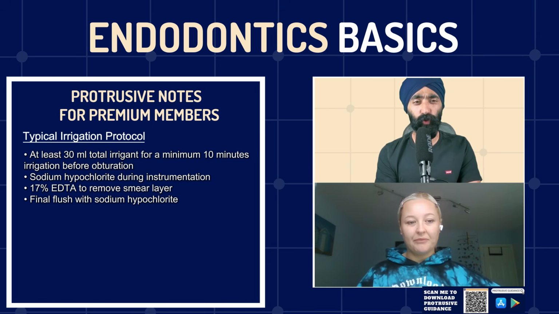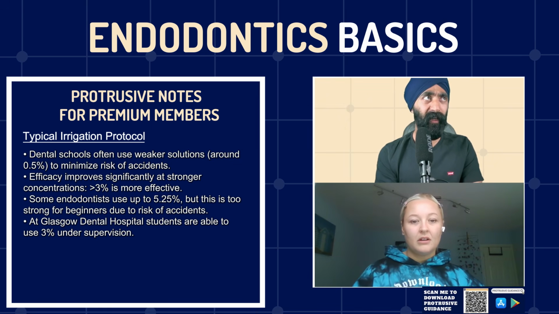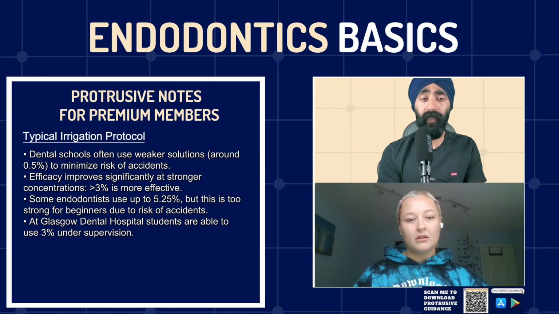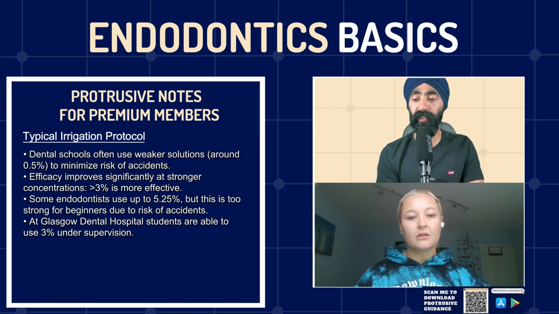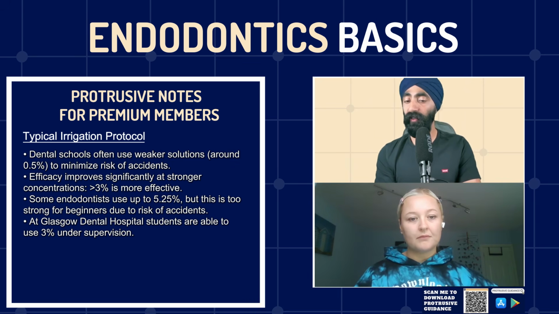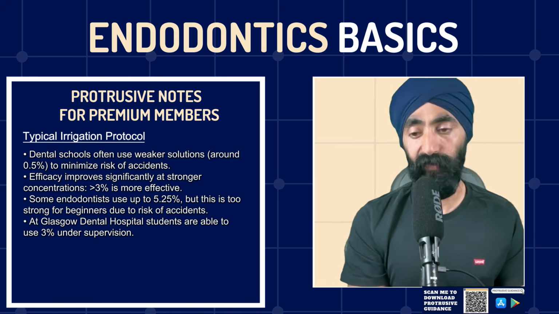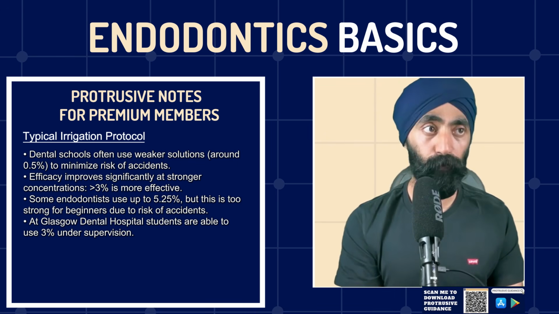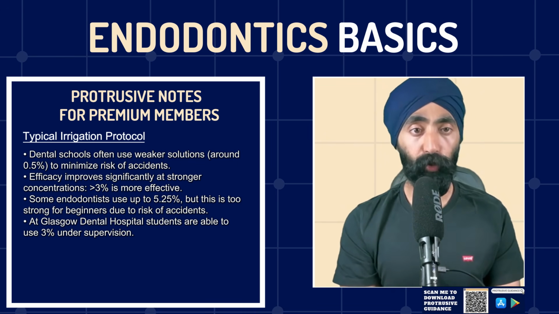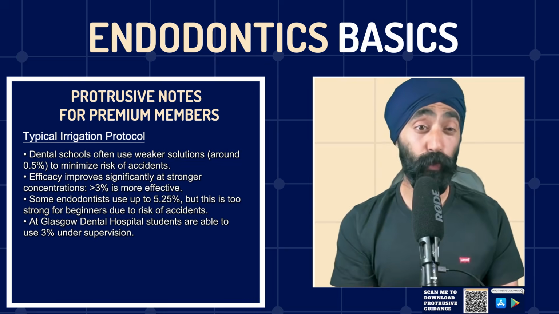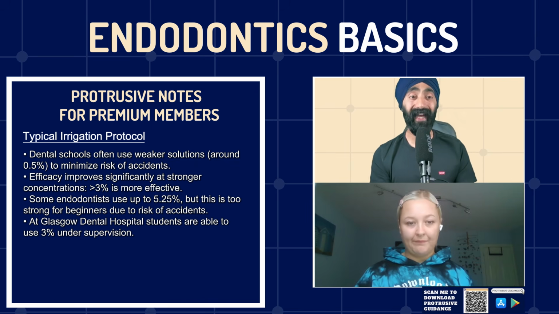Yeah. What percentage are you using in dent school? Because we're using like 0.5%, which is quite weak, because it's so caustic and you can get it on patients' clothes and cause extrusion. And when you're learning, they just want to play it safe. The efficacy really improves the stronger you go. Beyond 3% is good. Some endodontists use 5.25%. But obviously at that level of concentration for students to use, I understand why they have reservations about that.